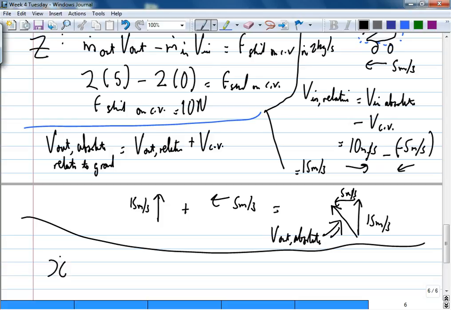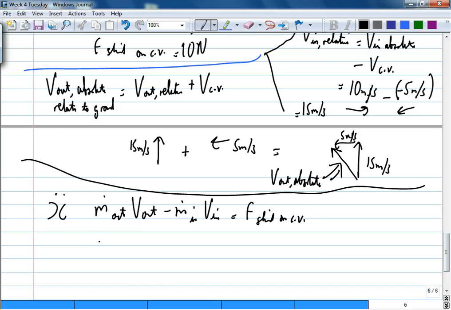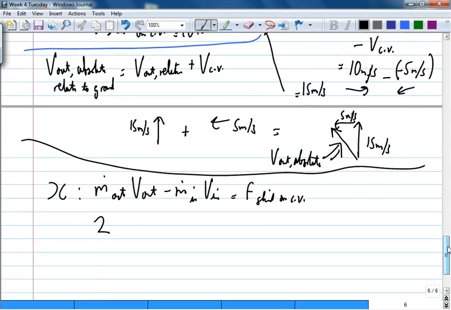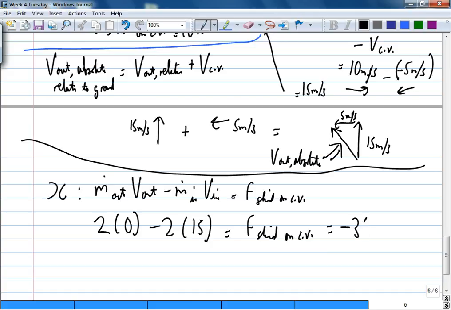So in the x direction, we have m dot out, v out minus m dot in, v in is equal to F skid on CV. M dot out is 2, v out in the x. Any out in the x? No, 0. 0 minus 2 times 15 equals F skid on CV. 2 times 15, that's equal to minus 30 newtons.